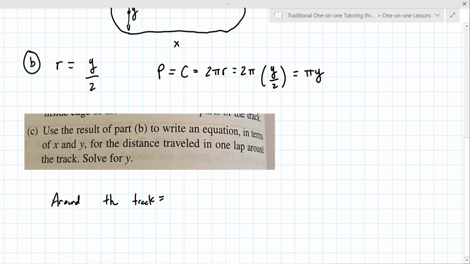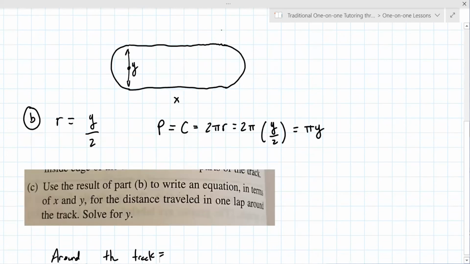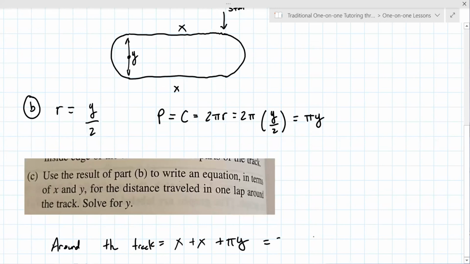So all the way around the track, just pick a starting point here, like maybe that's where you're starting. So that's X, this part right here, X, and then this part right here. So it's X plus X. And then because we found the perimeter of the whole circle, if you put these two together, you get the whole circle, you say plus pi y. So that simplifies to 2x plus pi y for part C. Part D.